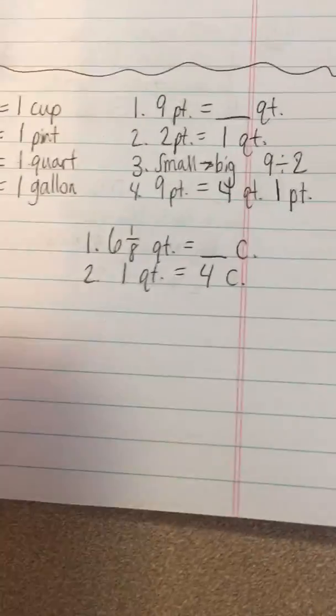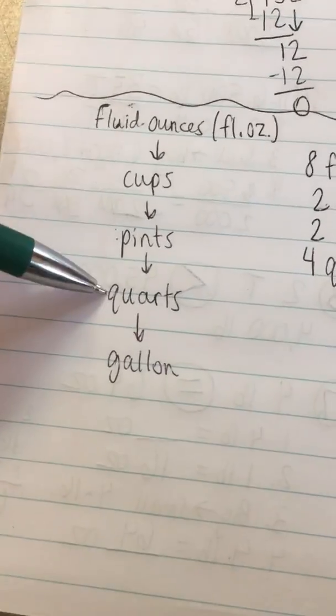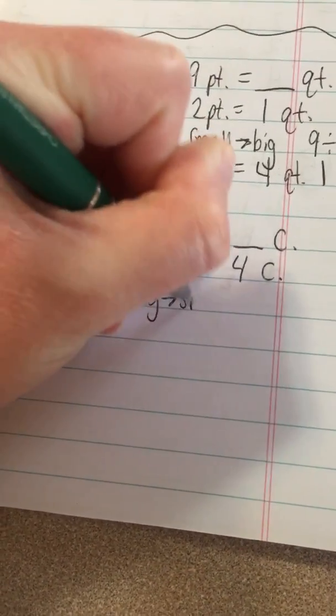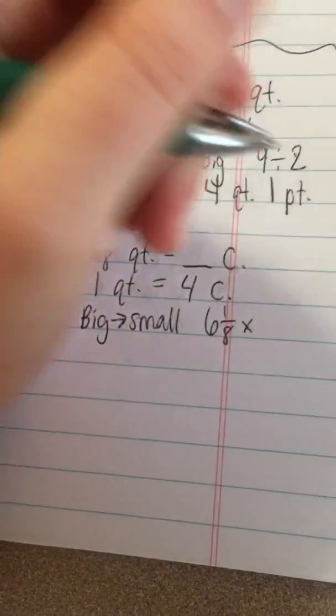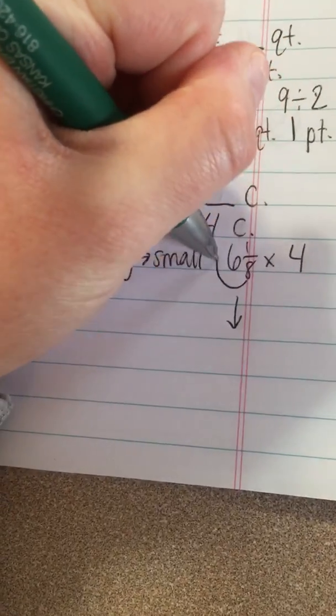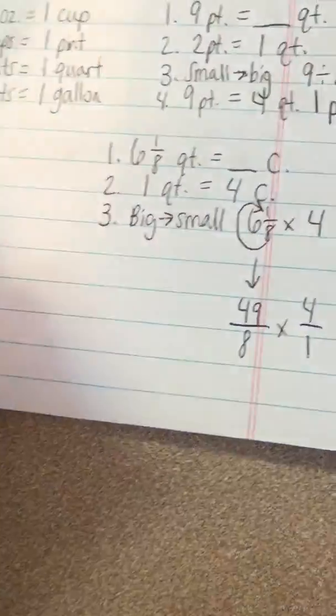Okay. Now I have to think, am I going bigger to smaller or smaller to bigger? So I'm going from quarts to cups, so I'm going bigger to smaller. Bigger to smaller means I need to multiply. So I have my 6 1/8 times 4. Okay. I'm going to do the same thing as last time. Okay. So 6 times 8 is 48, plus 1 is 49 over 8. My denominator doesn't change. Times my 4 goes over 1, remember?